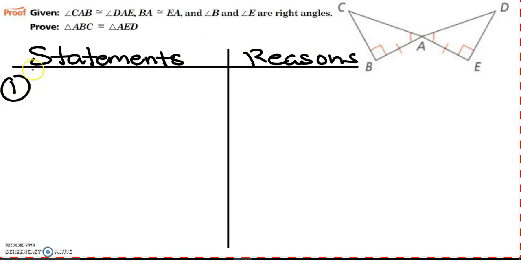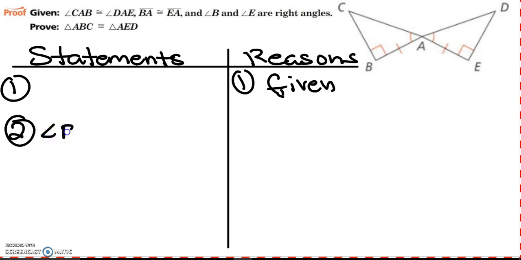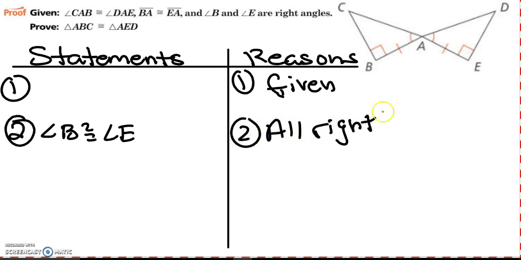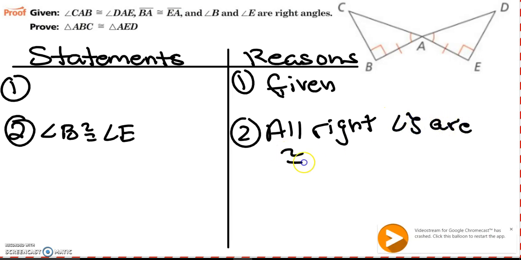So my first set of statements is everything that's just given to me. I'm not going to write it all out. You know what's given to us. Okay, statement 2. Well, I need to say something about B and E being congruent. So angle B is congruent to angle E. Why is that? That's because all right angles are congruent.